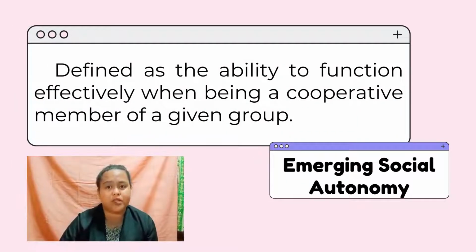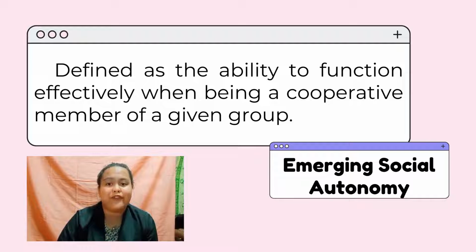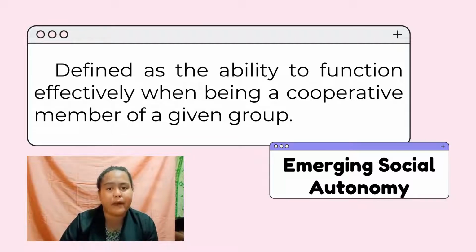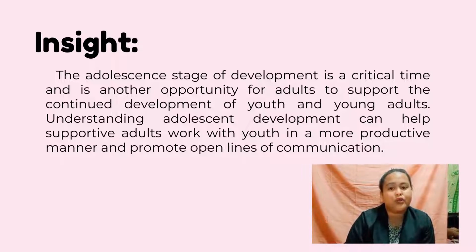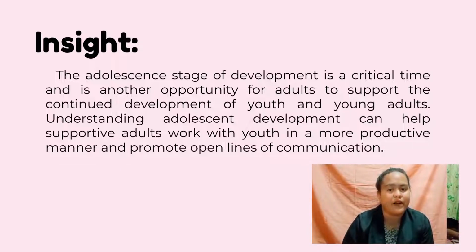Emerging goals, autonomy. Autonomy is defined as the ability to function effectively as a cooperative member of a given group. Insight. The adolescence stage of development is a critical time, and it's another opportunity for adults to support the continued development of youth and young adults. Understanding adolescent development can help supportive adults work with youth in a more productive manner and promote open lines of communication.